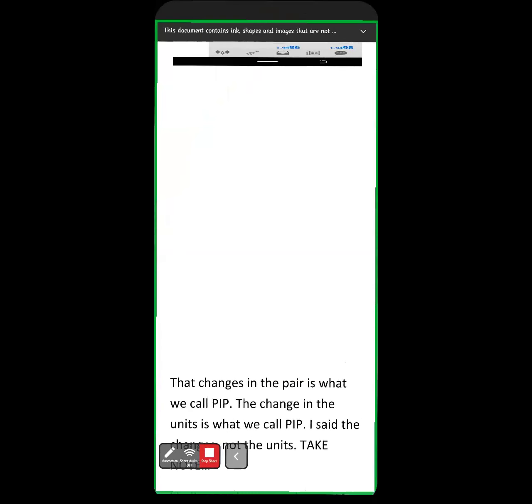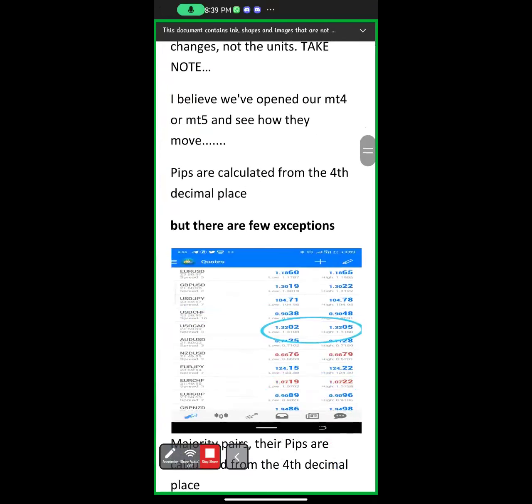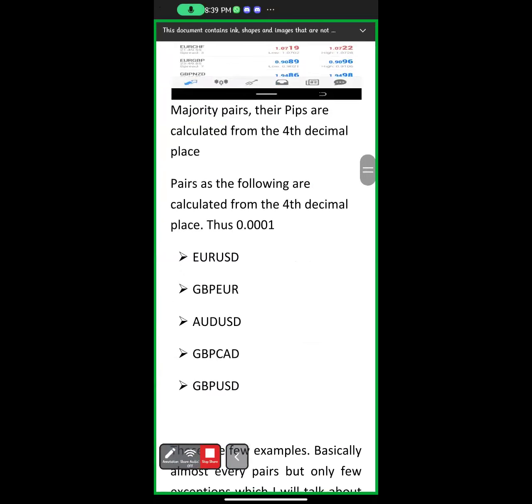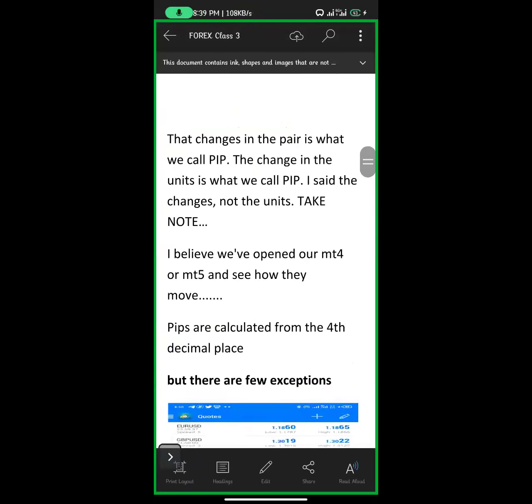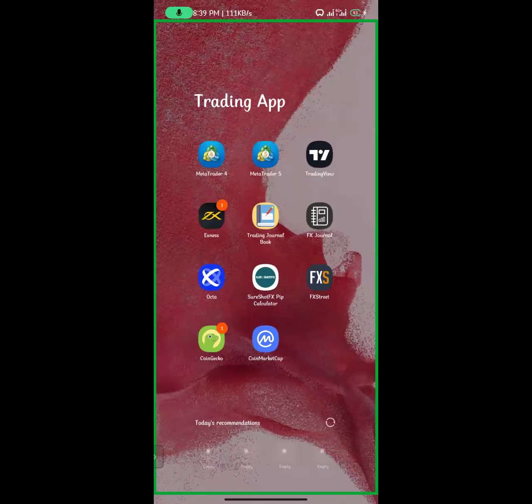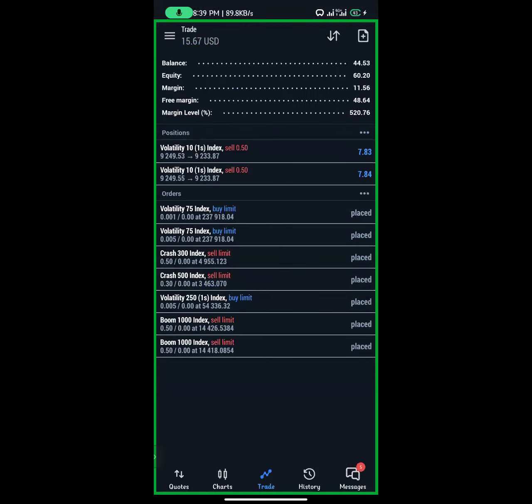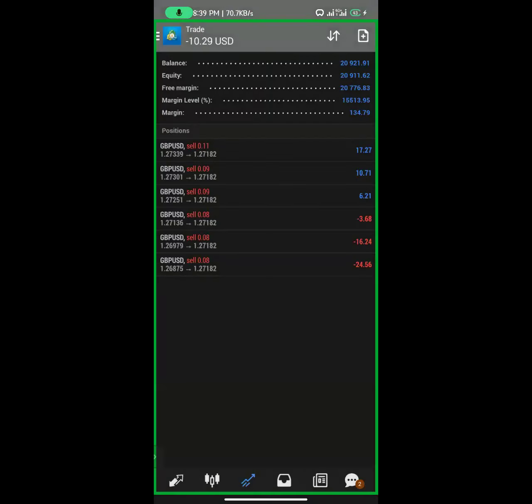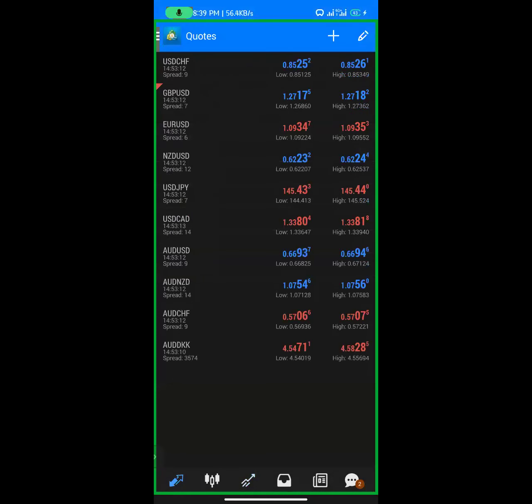Now, let me take you to a real-life section regarding these PIPs, so you can all understand the concept of PIPs. Then we can move on to the next thing in the market. So let's go to this point. Not this one, not this one. Okay, let me enter my MetaTrader 5. Okay, now let's look at this, for example.